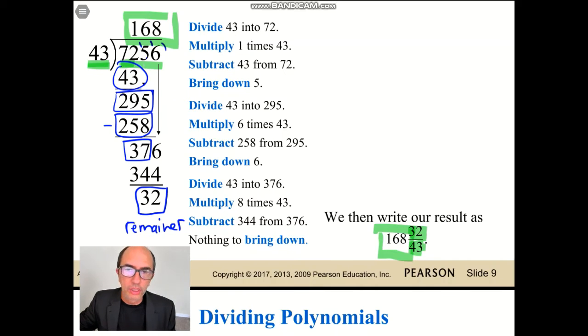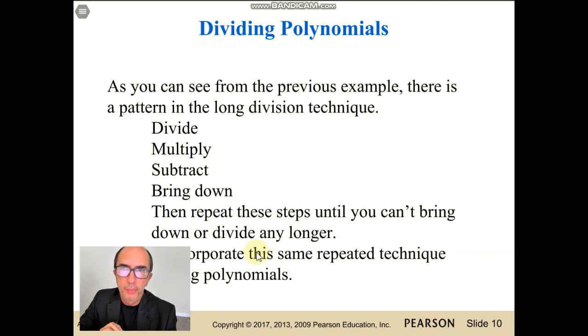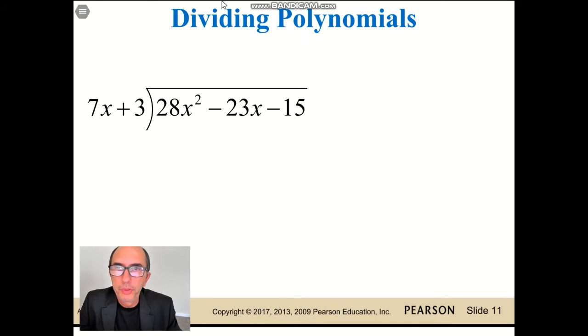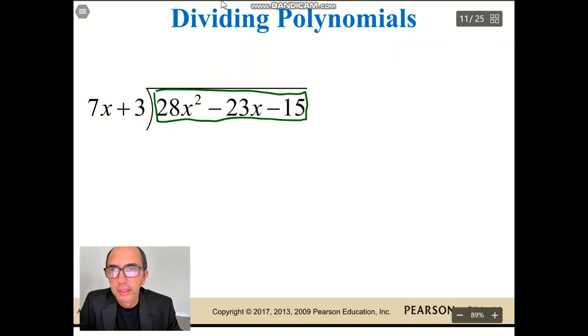Now we're going to see how to do the long division applying the polynomials. As you can see from the previous example, there is a pattern in the long division technique. You divide, multiply, subtract, then bring down, and afterwards you repeat these steps until you can't bring down or divide anything any longer. We will incorporate the same repeated pattern with dividing polynomials. Let's work this example here. We will divide 28x squared minus 23x minus 15 by the polynomial 7x plus 3.